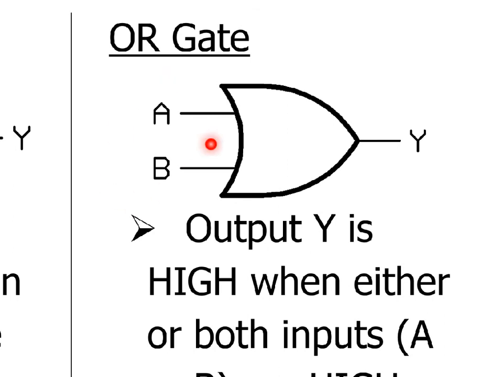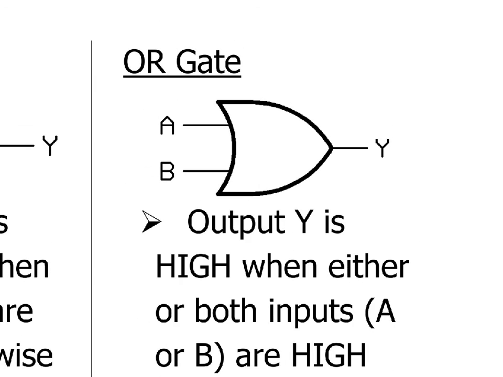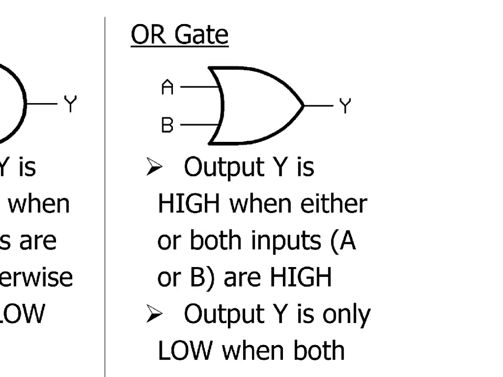Again, we have 2 inputs and 1 output. But this time it's different. You might be able to guess what the OR gate does based on its name. If either A or B is high, then Y is high. Also, if both of them are high, then Y is also high. So we might say if these are both on, then Y is on.